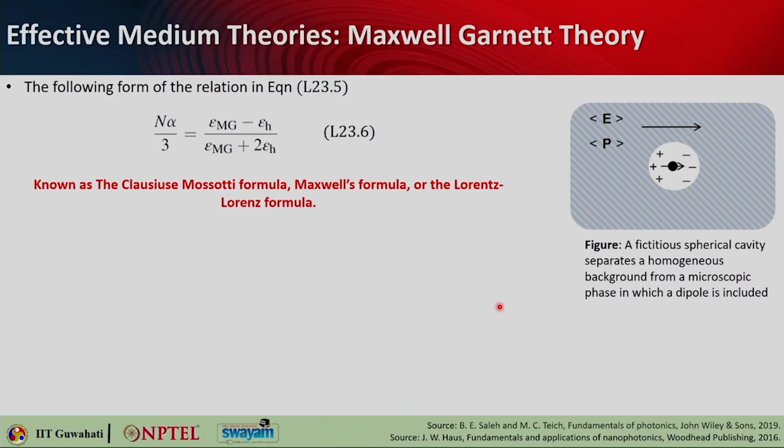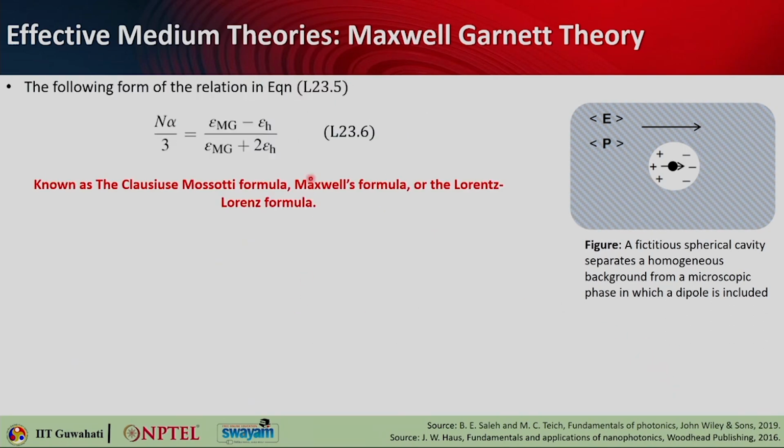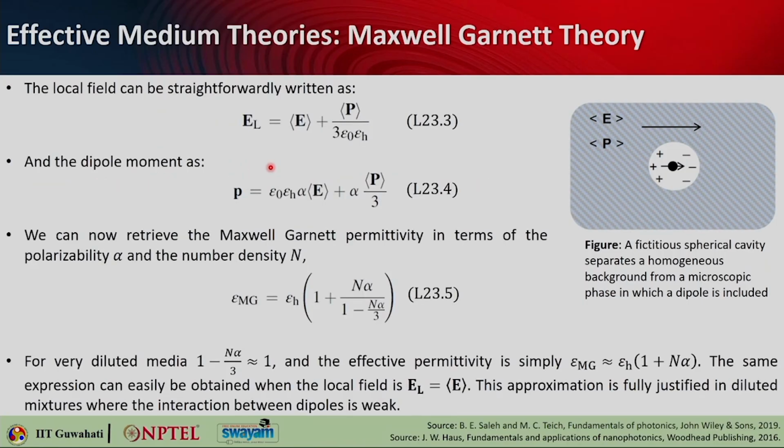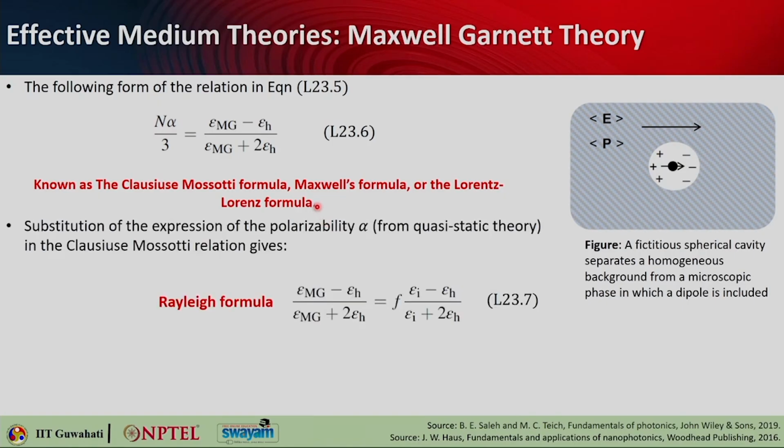Now, you have seen this particular case that Na by 3. So, from this you can find out this one, and then you can also write that Na by 3 equals epsilon mg minus epsilon h over epsilon mg plus 2 epsilon h. That is coming from this equation, and this equation is also known as the Clausius-Mossotti formula, or Maxwell's formula or Lorentz formula. Now, if you put alpha from the quasi-static theory, that is alpha equals 3v epsilon I minus epsilon h over epsilon I plus 2 epsilon h, you will be able to get this kind of a formula, which is also known as Rayleigh formula.